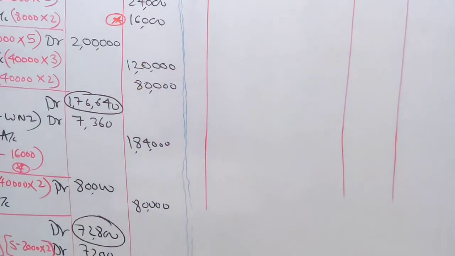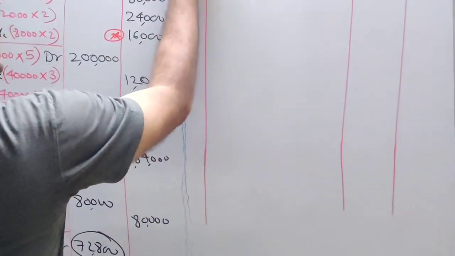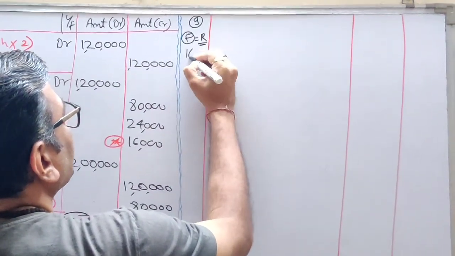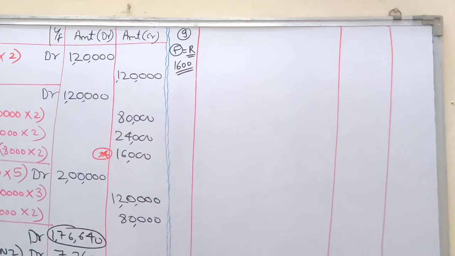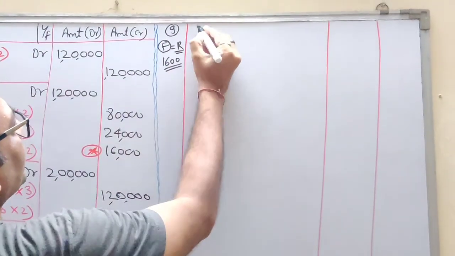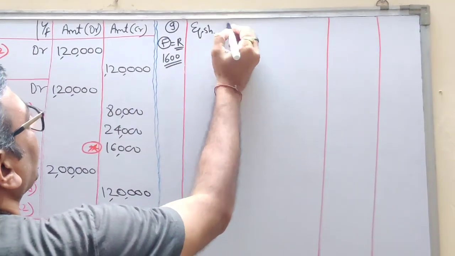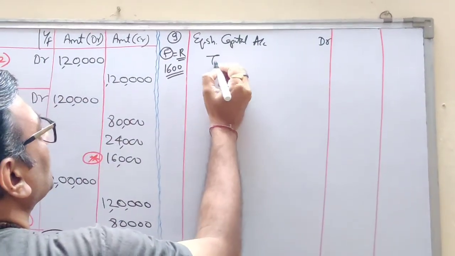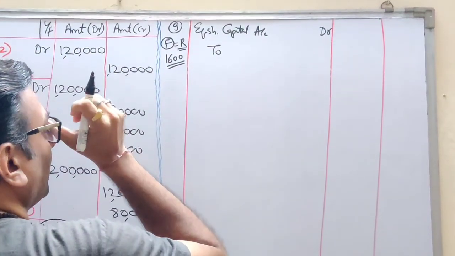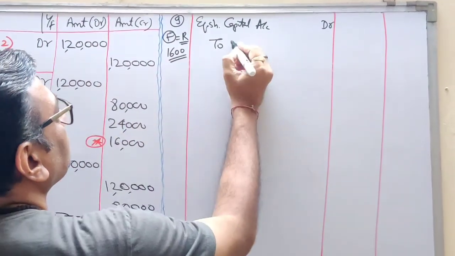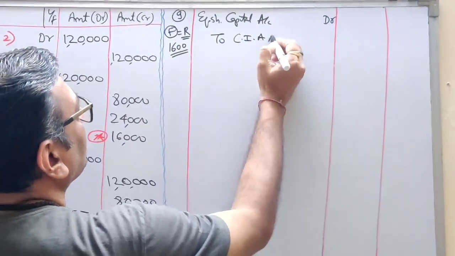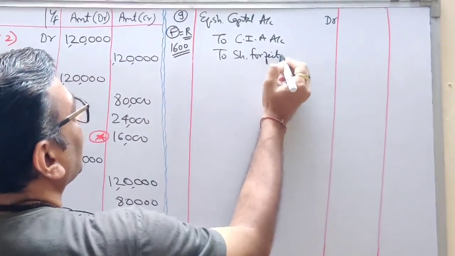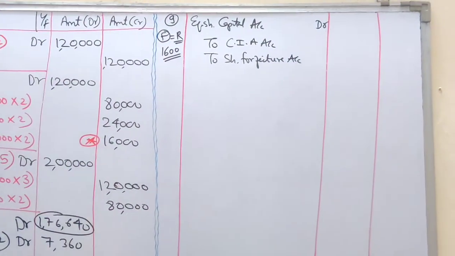Let's continue now. We are going to pass the 9th entry and this is the forfeiture entry for Ramesh. How many shares were allotted to Ramesh? 1600 shares. Great. So what is your forfeiture entry? Equity share capital account debit to call in arrear account to share forfeiture account. This is your entry for forfeiting the shares.